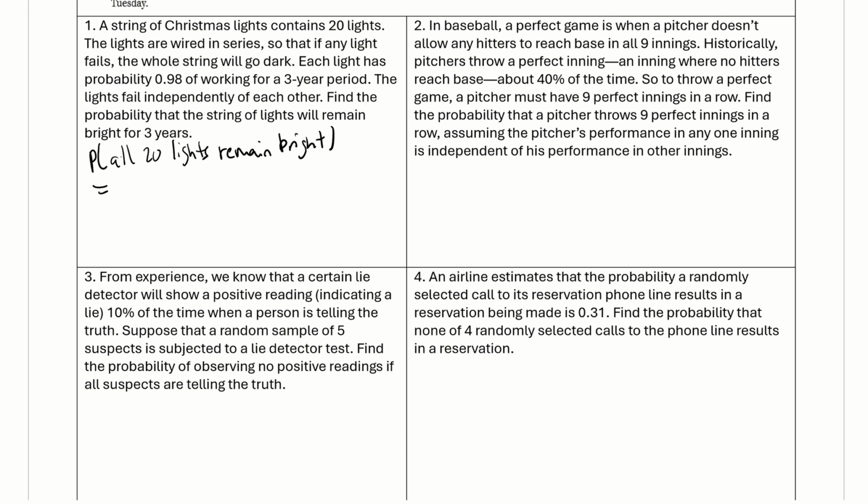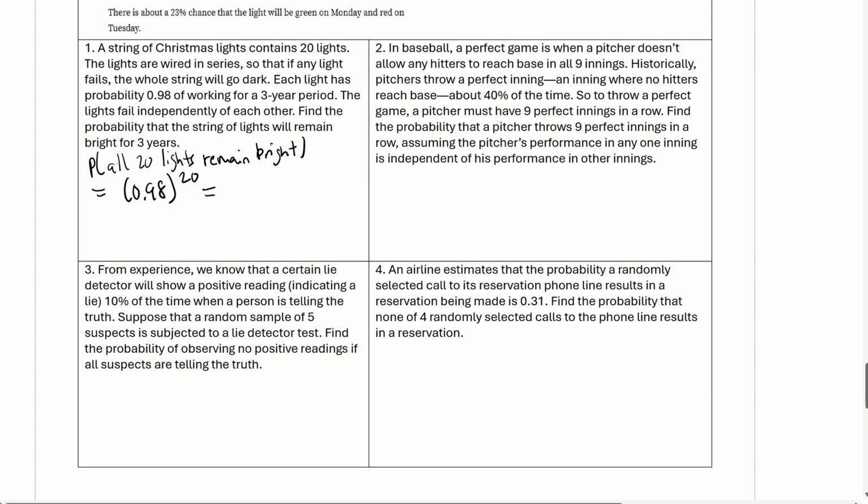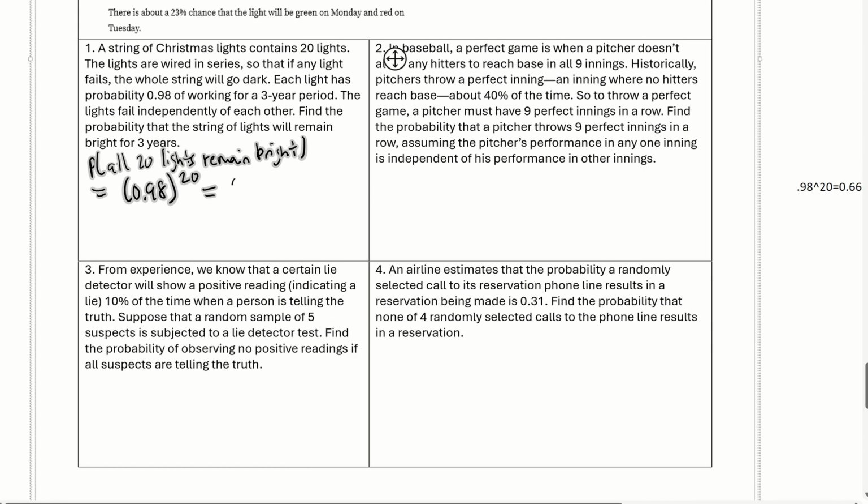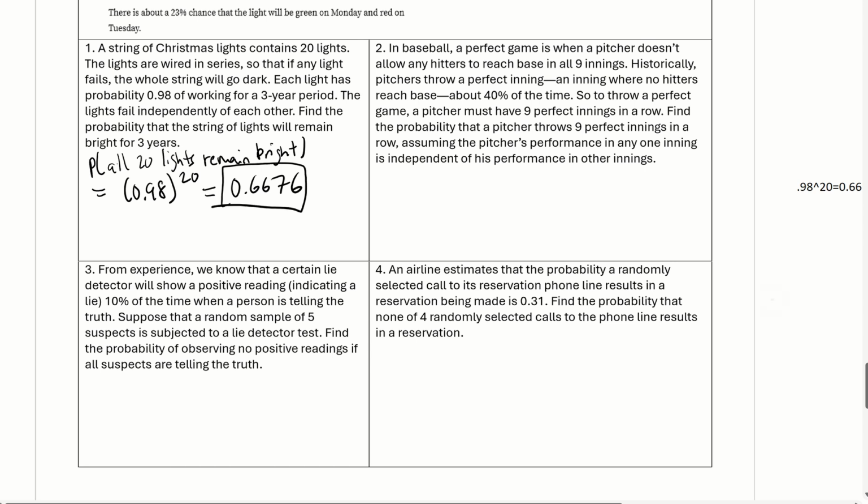So that means the probability that the first is bright times the probability that the next one's bright times the probability that the one after that is bright. And so really it's just 0.98 to the 20th power, which is 0.6676. All right, so 67% chance.